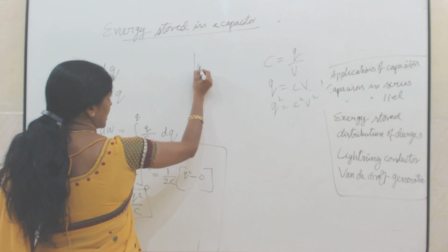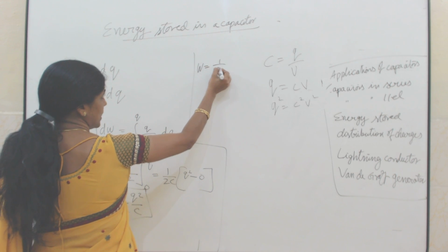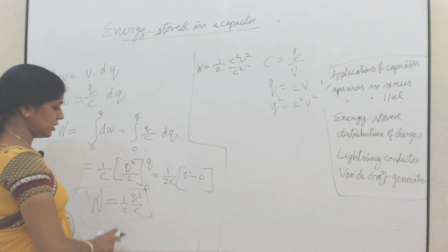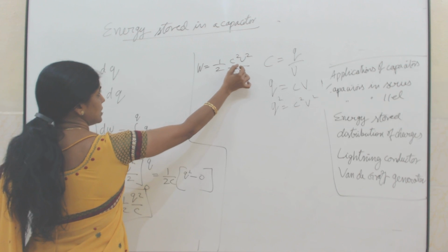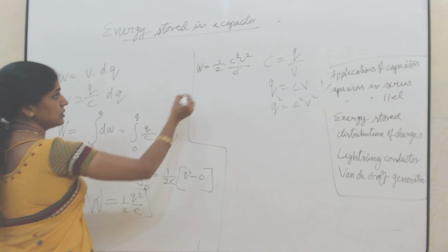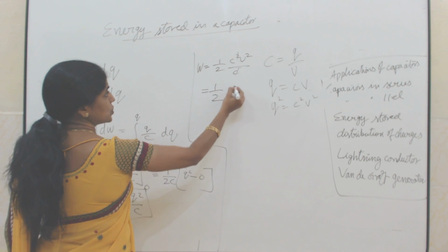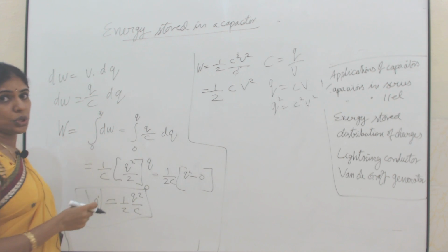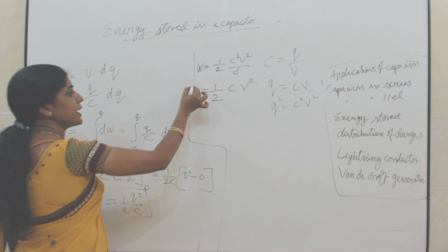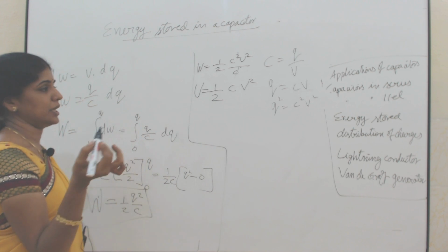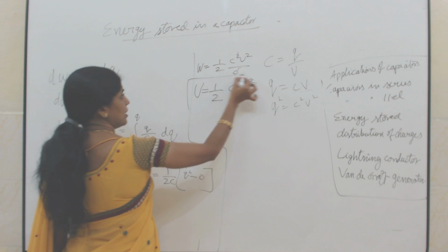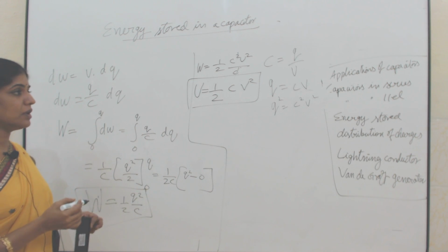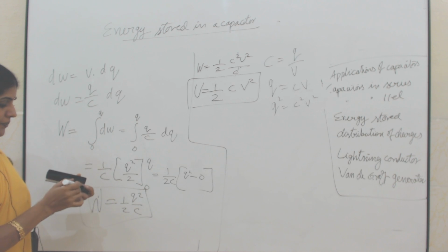What happens to this work done? It will be equal to 1 by 2 C square V square by C square. So, C square and C square get cancelled. Then what is the remaining? 1 by 2 C V square. This work done in storing the charge Q will be its electrostatic potential energy. So, the work done or the energy stored in a capacitor is given by half CV square.